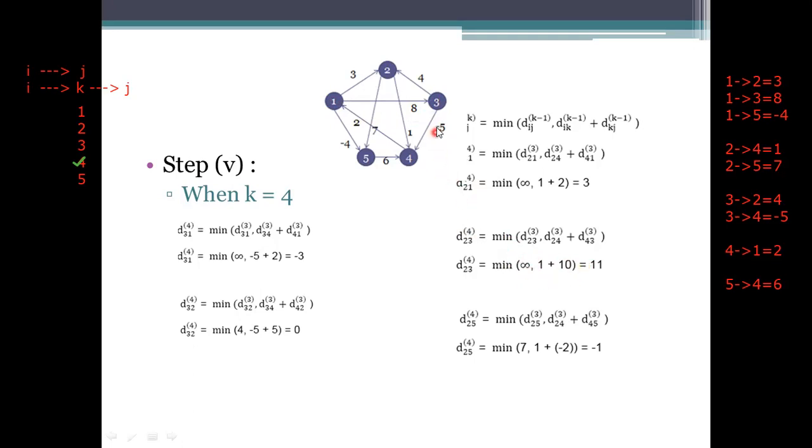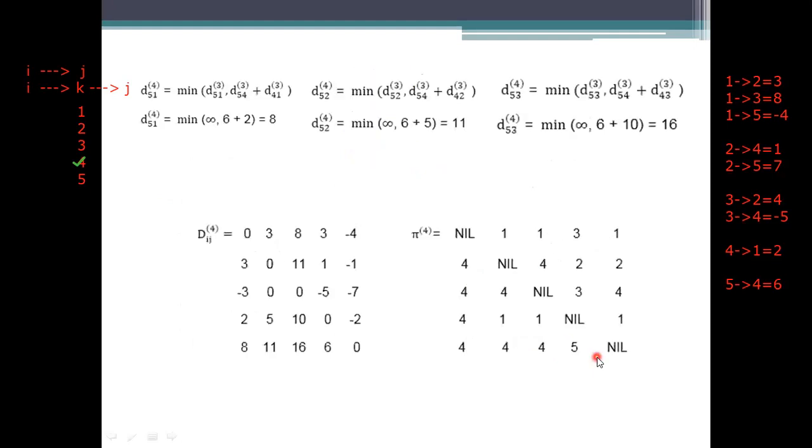And 2 to 5, we need to consider the value, which is 2 to 5, we are having the direct edge value which is 7. 2 to 4 we are reaching, and 4 to 5. So how did I reach 4 to 5 here? 4 to 1, 2, and 1 to 5 we have taken. So -4 plus 2. Minus 4 plus 2 means minus 2. So 1 plus minus 2, which is -1. 2, 5 is having the negative value -1.